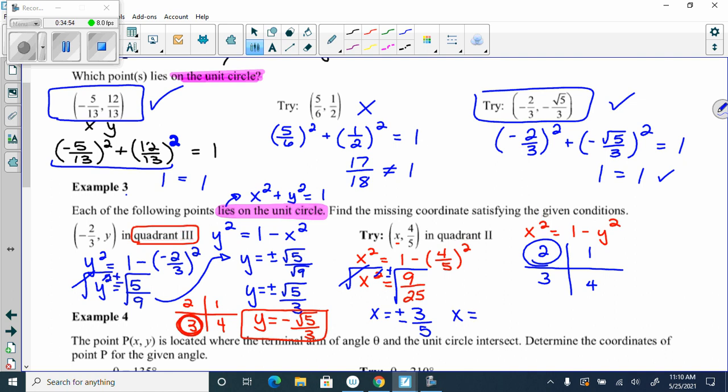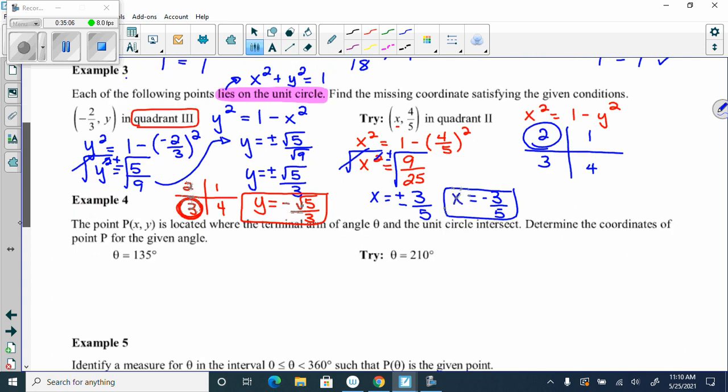X equals negative 3 over 5. So we need the quadrant to narrow down if it's plus or minus, right? Okay. Another thing we could ask you.